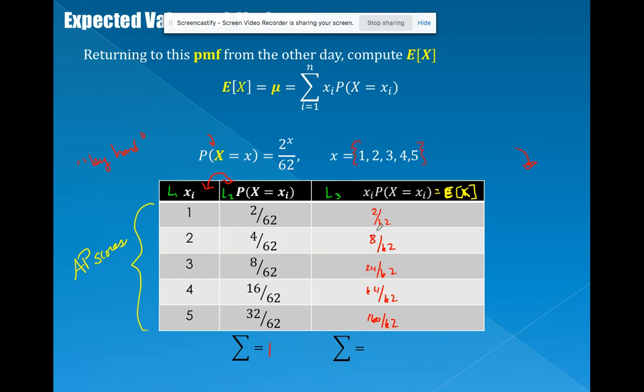So when I add up all of this, I'm getting the expected value. I got 258 out of 62, which is approximately 4.16. Exactly, I got 258 out of 62. But what does that say? Again, suppose these are AP scores. Given that you went through our 3 classes, the expected value is a 4, right?